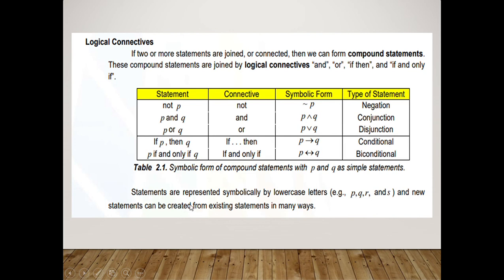Statements are represented symbolically by lowercase letters, for example P, Q, R, and S. So we represent our statements with small letters, not big letters. Big letters are for sets. Small letters are only for statements. For example, if our statement is that the rain in Cabadbaran City is heavy, we let that statement be P. We assume P is equal to that statement.